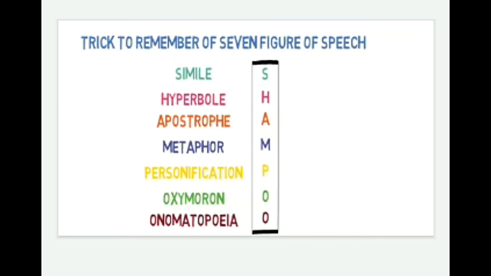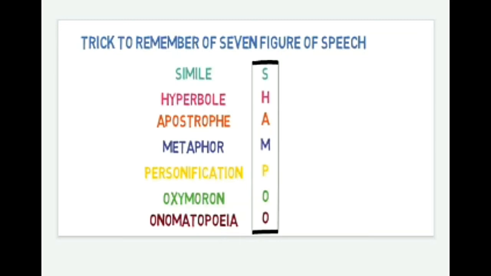So you can pick the first letter of all the words: S, H, A, M, P, O, O. The 7 letters put together give "shampoo", so you can easily remember the 7 types of figure of speech.